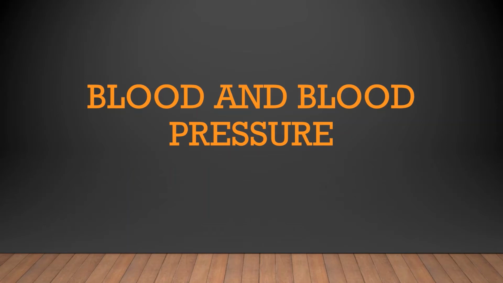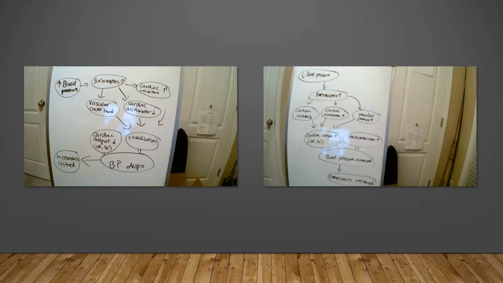Hello, today I'm going to talk to you about how blood and blood pressure work throughout our body. So first I'm going to talk about the short-term neural control of blood pressure. And the first thing to talk about when you're explaining this is cardiac output.